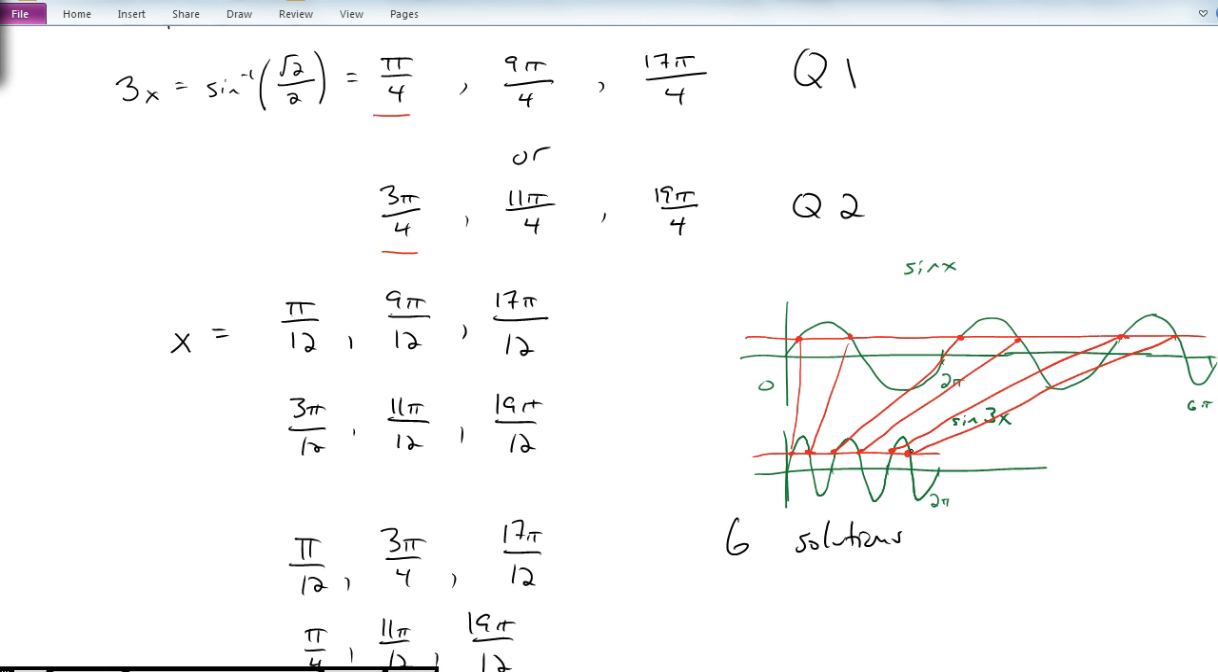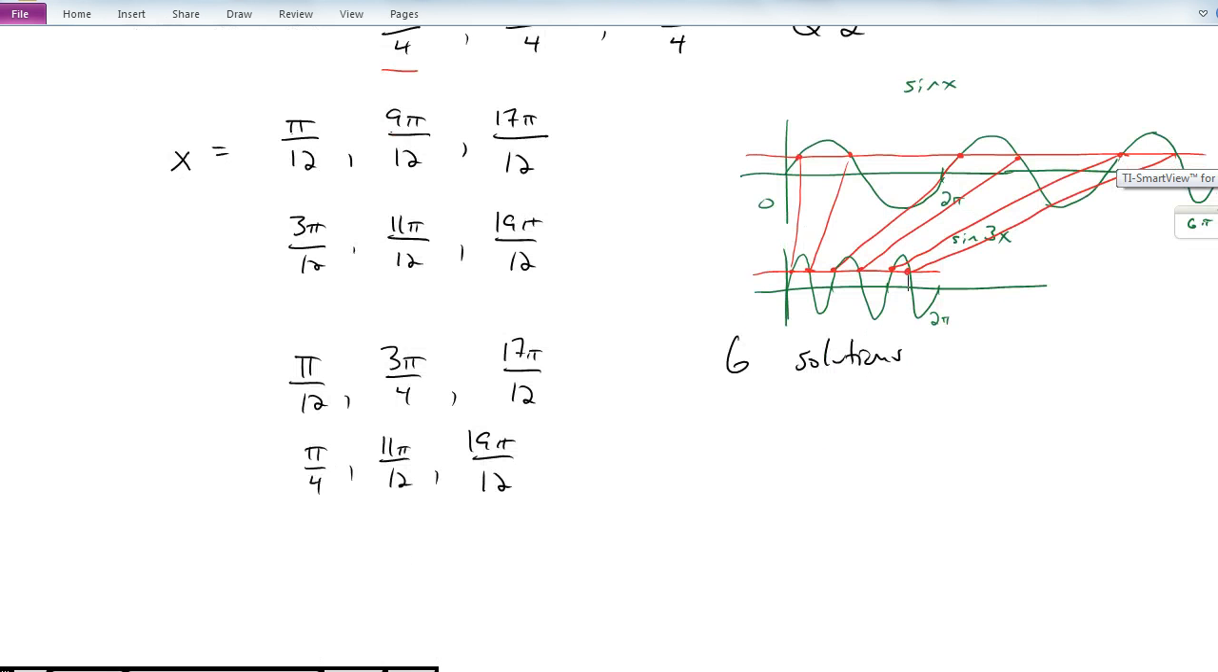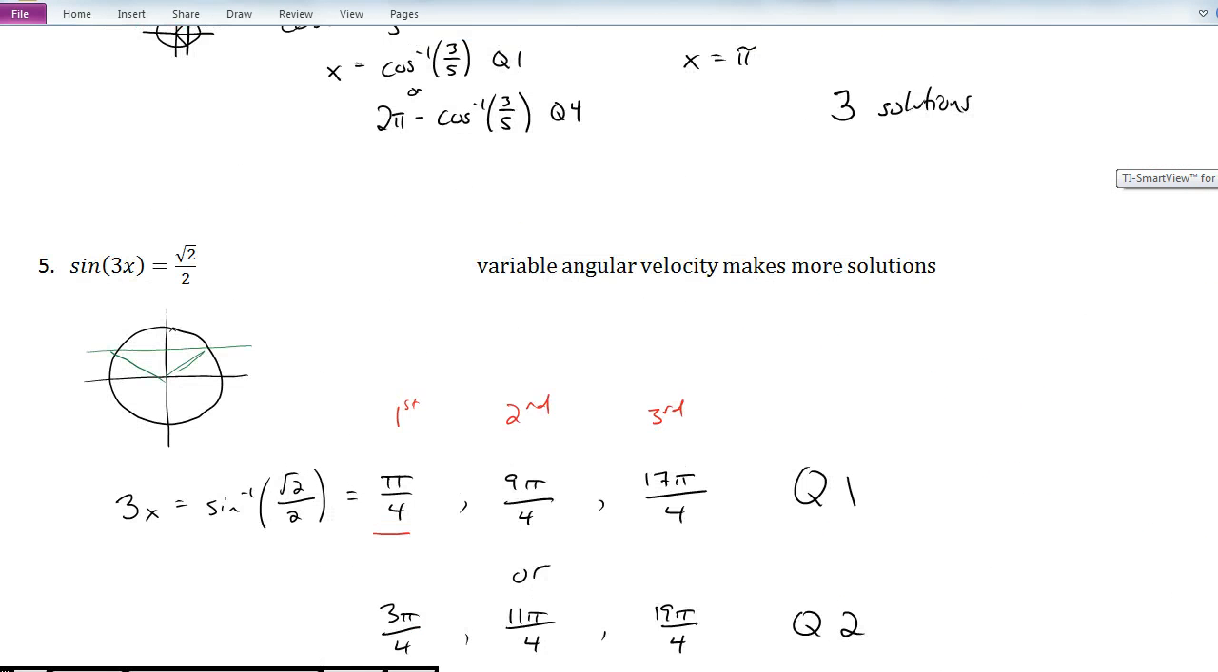So for you graphically minded people, there's just a mapping going on. It's a shrinking by a factor of 3, and each point gets mapped to a point a third of the distance away from the origin. Okay, so I went a little quickly there, but you can rewatch it if you need to see it again. Hope that helps.